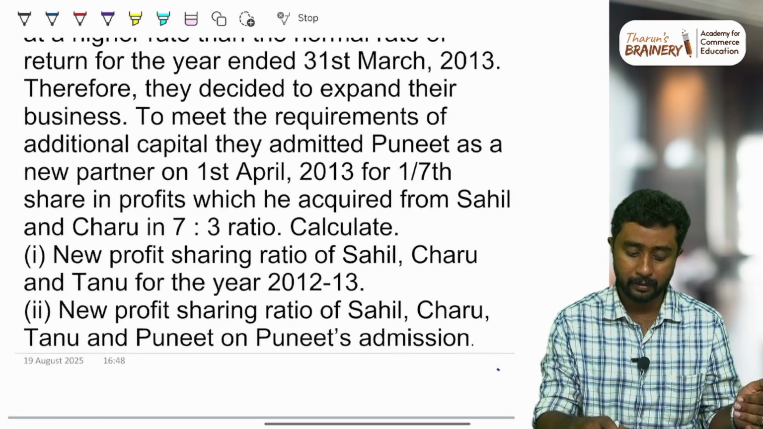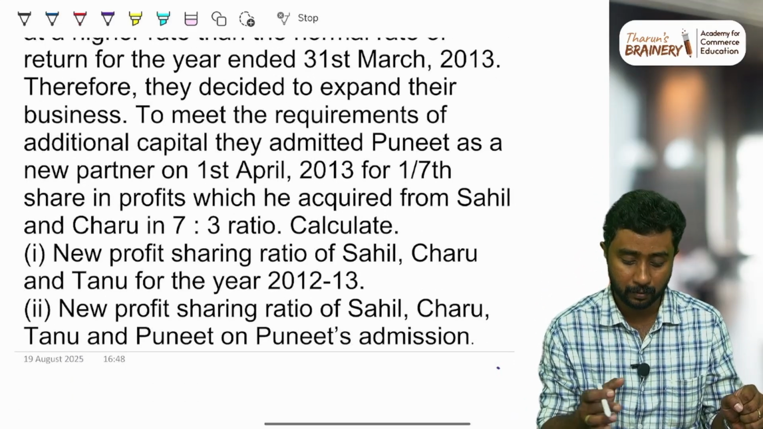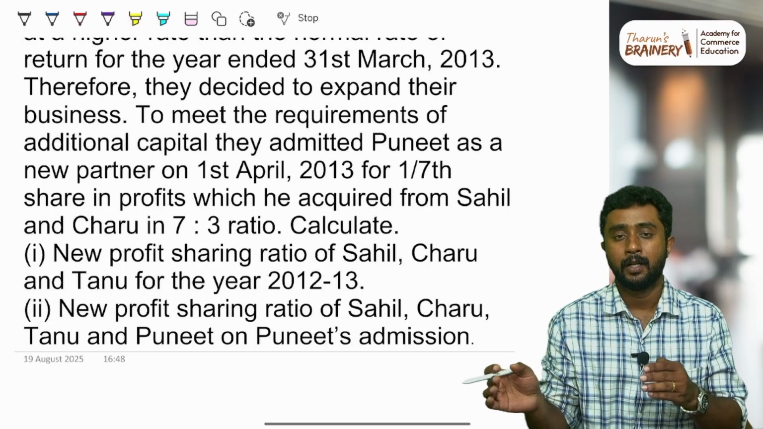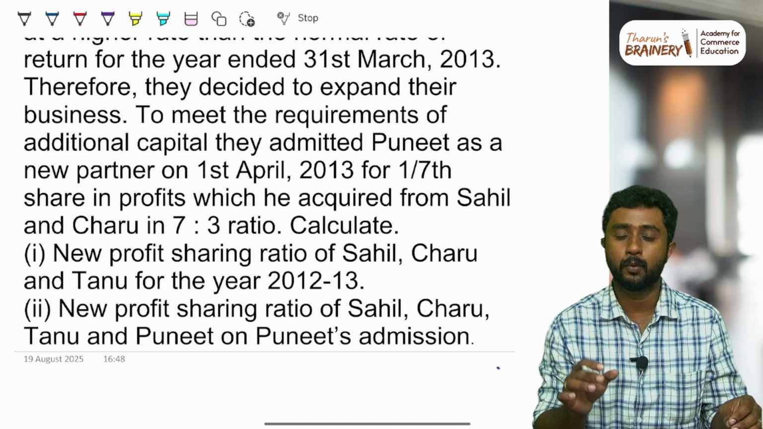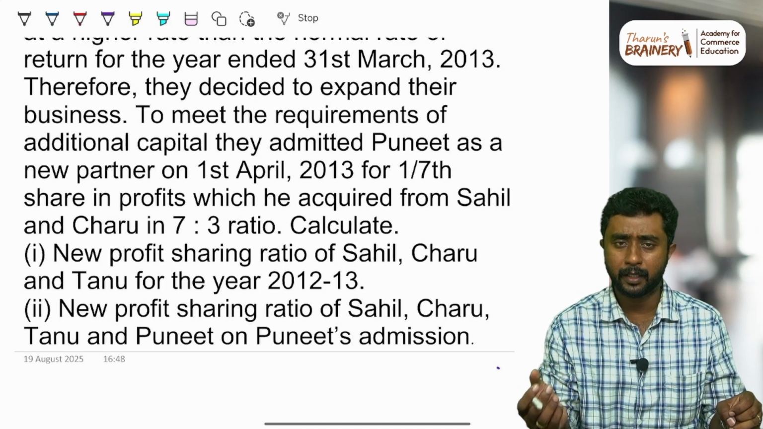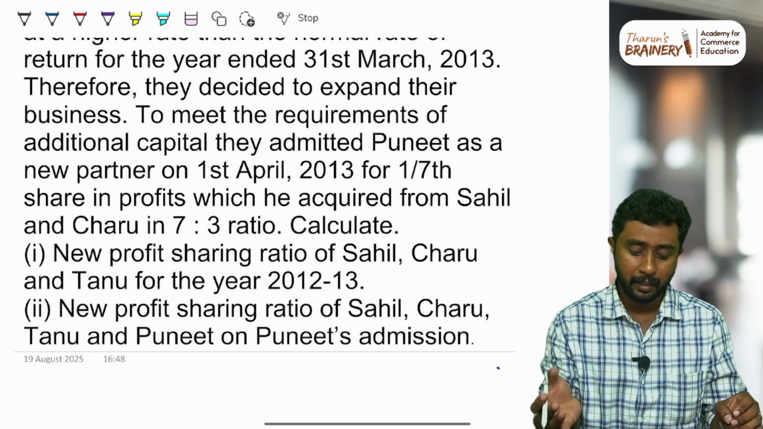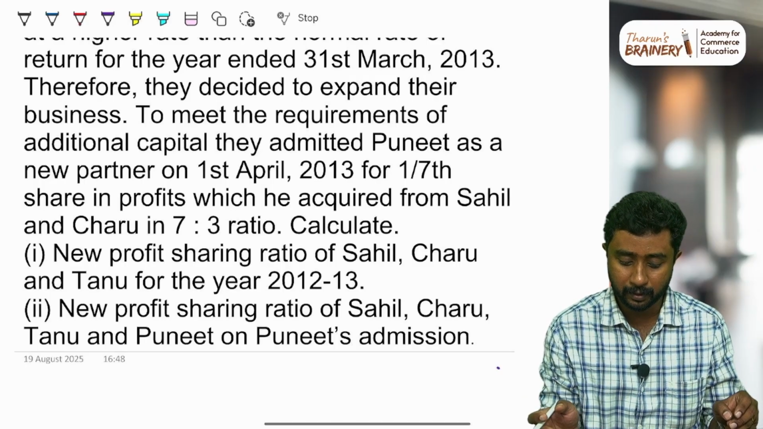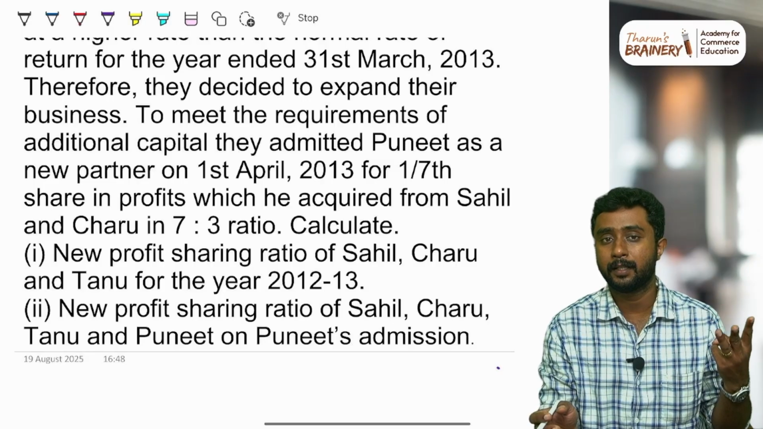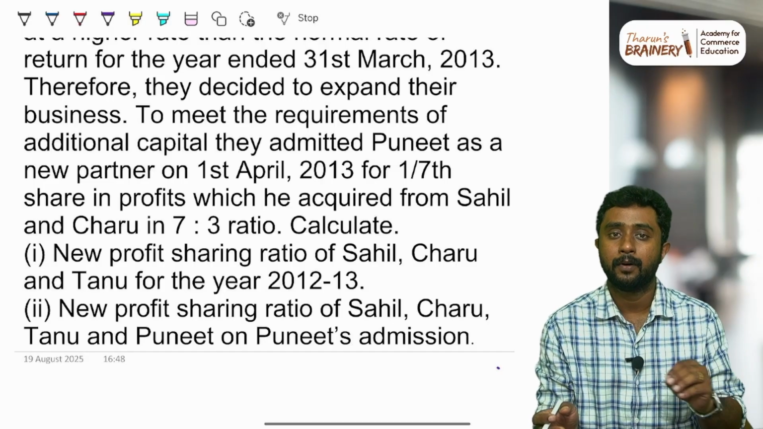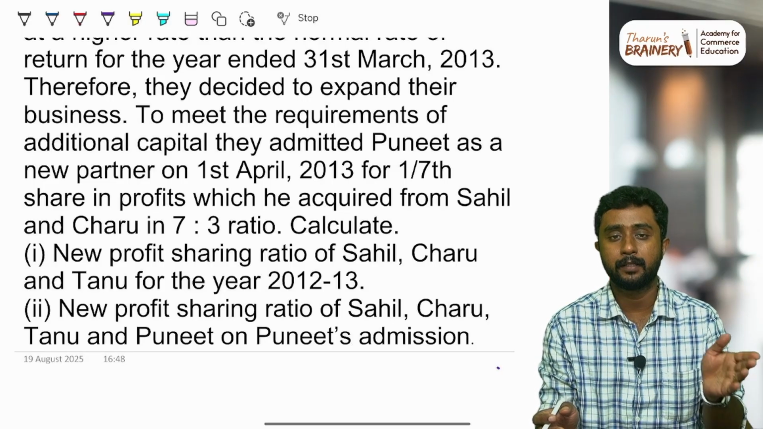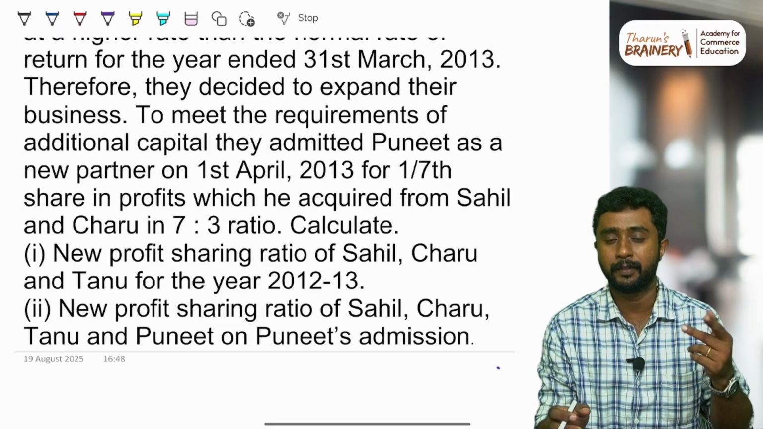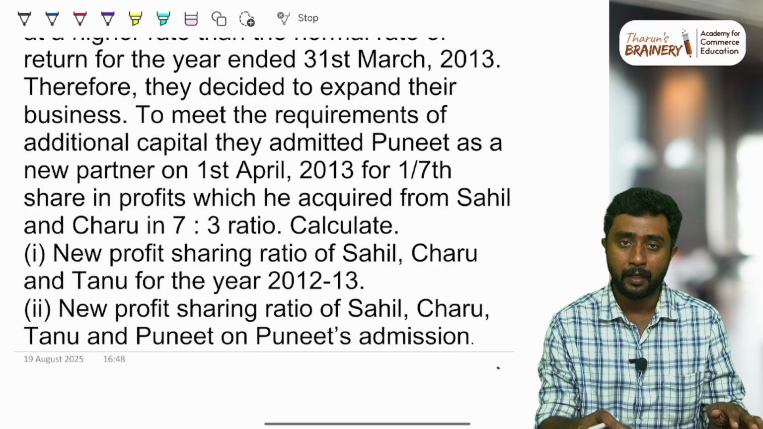The first question is: calculate the new profit sharing ratio of Sahil, Charu and Tanu for the year 2012-13. That means when Tanu got admitted as a partner, how did the ratio change and what is the new ratio? Second: the new profit sharing ratio of Sahil, Charu, Tanu and Puneet on Puneet's admission. Now there are already 3 partners and one more partner is being added, so after the addition of the new partner, what is the new ratio? So twice we have to calculate the new profit sharing ratio according to this question.